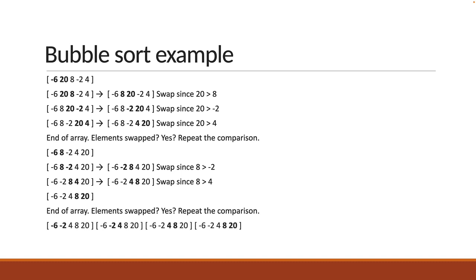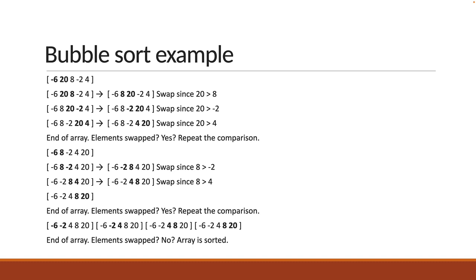So start with minus 6 and minus 2. They are already in order. Check minus 2 and 4. They are in order as well. 4 and 8. They are also in order. Finally, 8 and 20. They are in order once again. We have reached the end of the array. We again check if elements have been swapped. None of the elements have been swapped. Now if that is the case, the array is sorted. This is how bubble sort works.